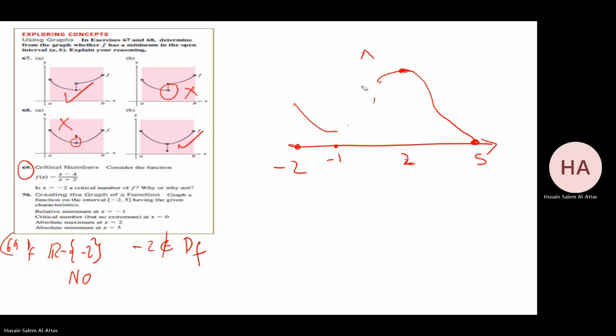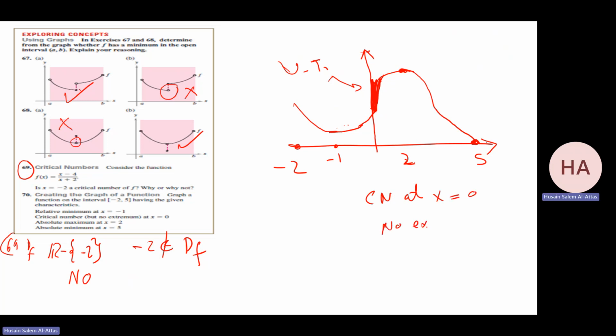Not like this, sharp. A sharp vertical tangent here, if I can graph it. So it has a critical number at 0. So I have a critical number at 0, but no extreme. No extreme. Okay.